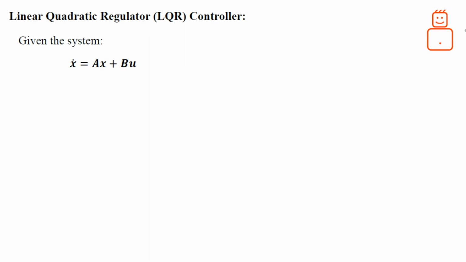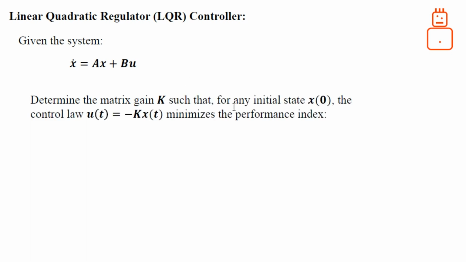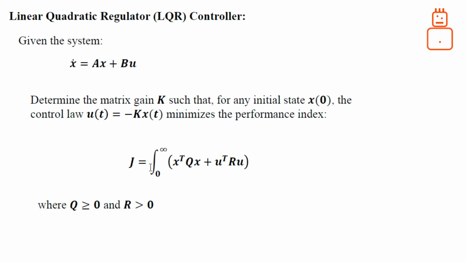For a given system in the state space format, in the continuous time domain, x dot equals Ax plus Bu, it is required to determine the gain matrix K of the controller so that the control action minimizes some performance index given in this format here, where Q and R are matrices that are positive semi-definite for Q and strictly positive definite for R.